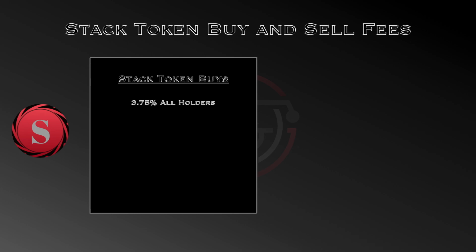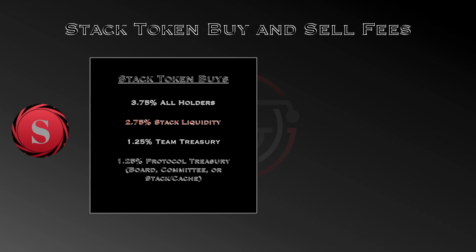3.75% of all buys goes to all the stack holders. 2.75% goes directly to stack liquidity. 1.25% goes to the user's team treasury. Another 1.25% goes to a specific NTT treasury, whether it be a board, committee, or if a user does not hold a board or committee entity, it'll go towards the stack cash treasury. And on all buys, there's 1% that goes to the regulator.